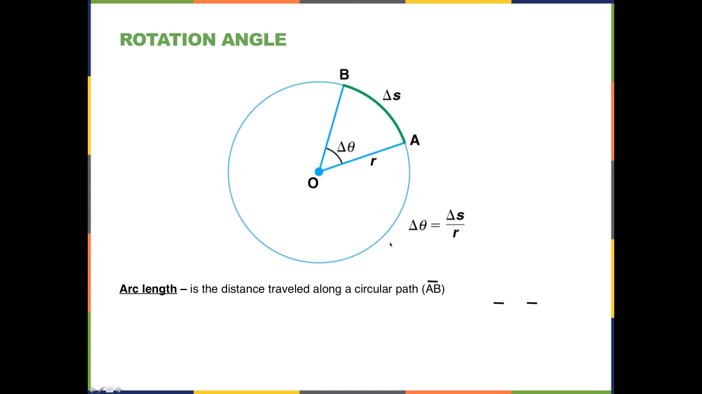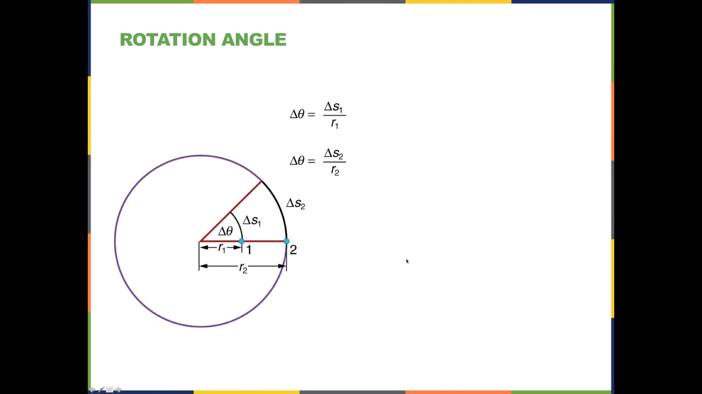Now the arc length, which is the linear distance from point A to point B, is also called delta S. The radius of curvature is this linear distance from 0 to A or 0 to B. And so again, the angle of displacement or rotational angle is delta S divided by R.